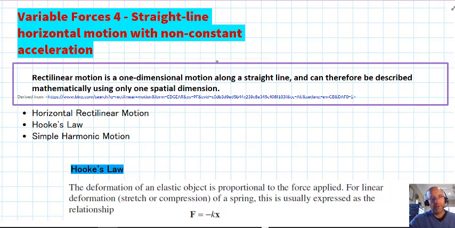Variable forces four: we're going to learn about straight line horizontal motion with non-constant acceleration. As you would have seen if you watched the previous video, we're talking about rectilinear motion, one-dimensional motion. It's a type of straight line motion, so we can relax any vector notation. And this one here, we're looking at horizontal rectilinear motion, how simple harmonic motion is begotten by Hooke's law.